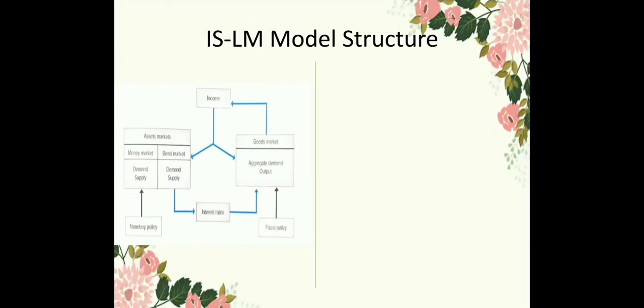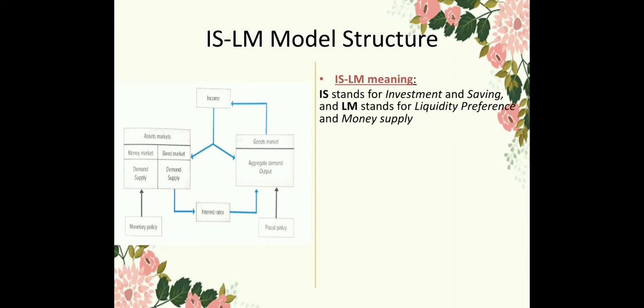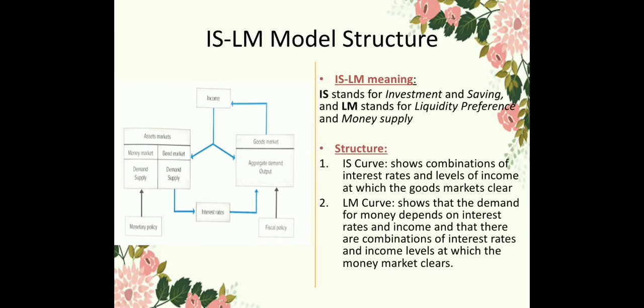We have the ISLM model structure. Let's dig deeper into this part. As you can see on the left-hand side, there's the chart, and the meaning of ISLM itself: IS stands for investment and saving, and LM stands for liquidity preference and money supply. The structure contains the IS curve and the LM curve.